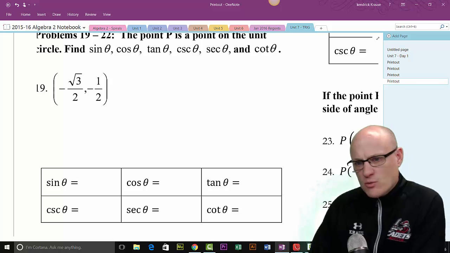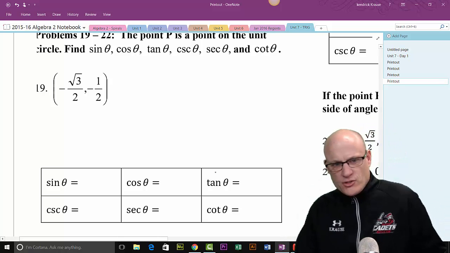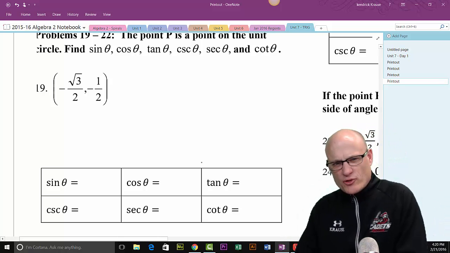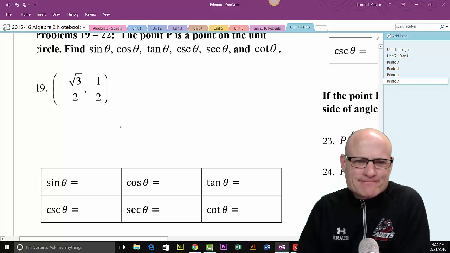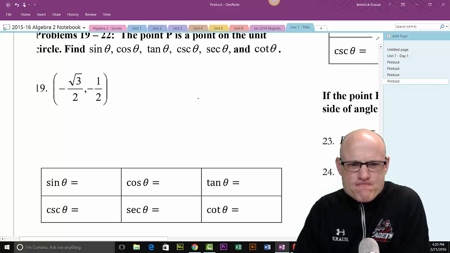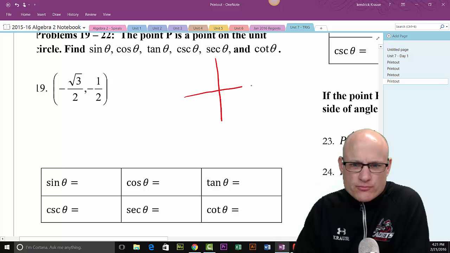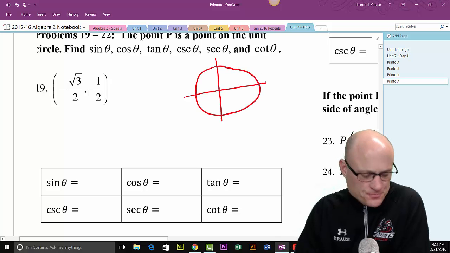Let's see. What do we got here? Unit circle. There's that square root of 3 over 2, and there's that 1/2. That means a lot to me, and it's on the unit circle. So let me draw the unit circle. Let me try to remember the unit circle. This is the unit circle. Draw that unit circle in.